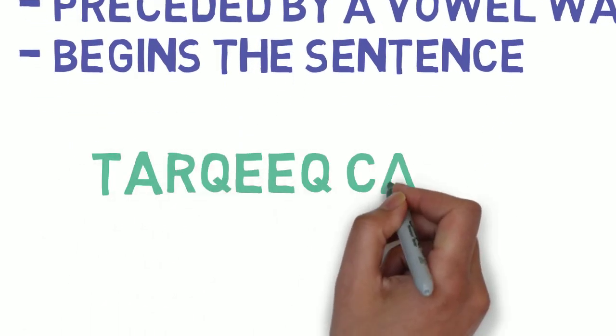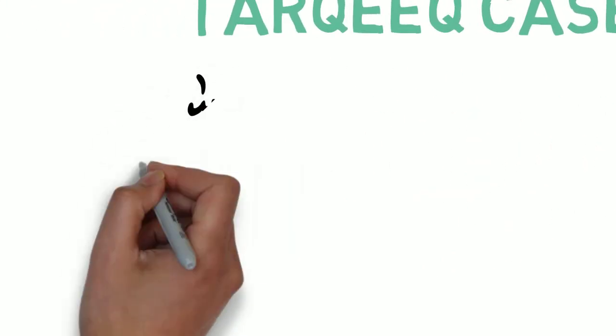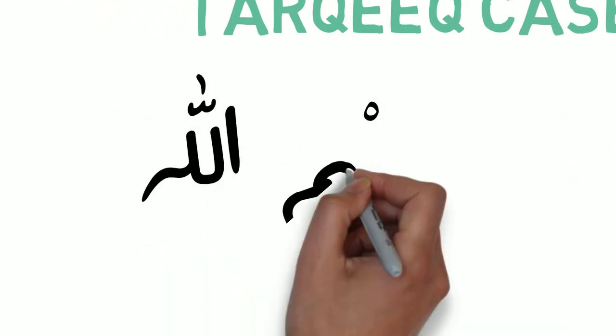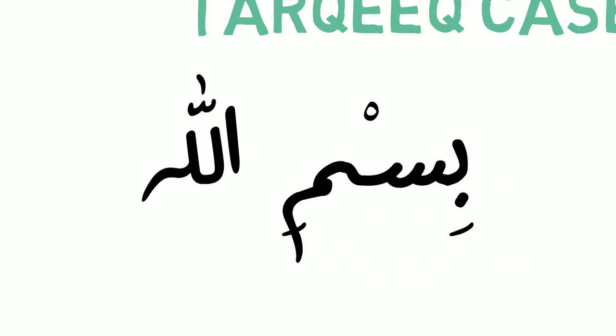Now moving on to the tarqeeq cases. So the first case is when Allah is preceded by a kasra. In that case, the Laam is a tarqeeq letter. So for example, Bismillah. You hear the difference between Bismillah and Abdullah, Allah. That's the difference between a tarqeeq Allah and a tafkheem Allah.